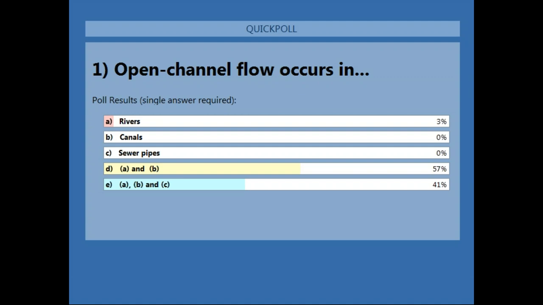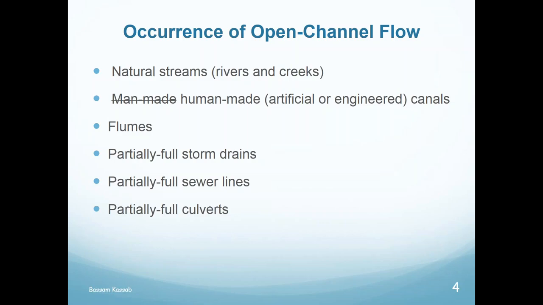So we're going to see the examples of open channel flow. So let's go into the next slide. Now, does everyone see my next slide? Good. So open channel flow occurs in natural streams, that means rivers or creeks, or in engineered or artificial canals. They are called man-made canals. I prefer to say human-made because they are made by man or woman. And if you don't like the word human-made because it reminds you of aliens, human versus aliens, you can say artificial or engineered canals. But also they occur in flumes. We're gonna see examples of flumes, partially full storm drains, partially full sewer lines, and partially full culverts, like you are gonna see in the next few slides.